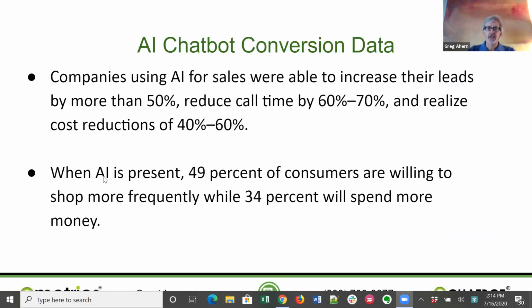Here's some other conversion data that's out there on the net. Companies using AI for sales were able to increase their leads by more than 50%, reducing call time by 67%, and realize cost reductions of 40 to 60%. I'm not always sure about the cost reductions. It depends how you're measuring that. And with AI, 49% of customers are willing to shop more frequently, while 34% of them will spend more money. We're definitely seeing that.